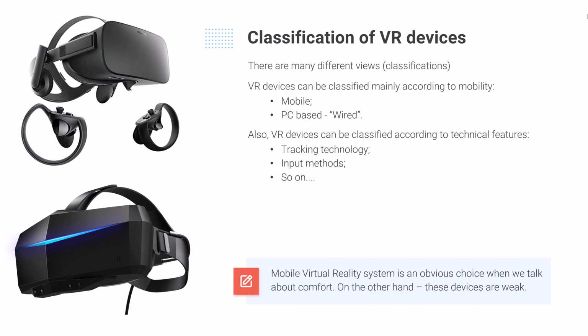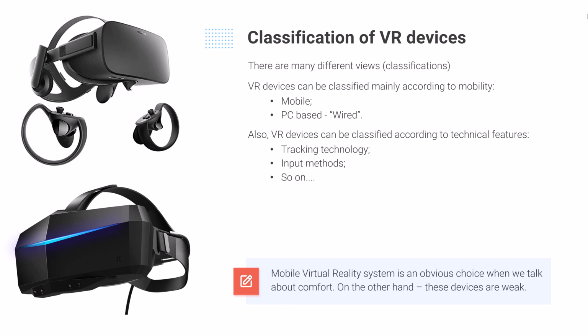There are many different views or VR device classifications. VR devices can be classified mainly according to the mobility. There are mobile VR devices. These devices do not need to connect to a personal computer. All the calculations and graphical operations are performed within a virtual reality device. It is easy to transport them. On the other hand, they are weak. They are 100 times weaker than PC-based virtual reality and cannot recreate such realistic virtual reality scenes.